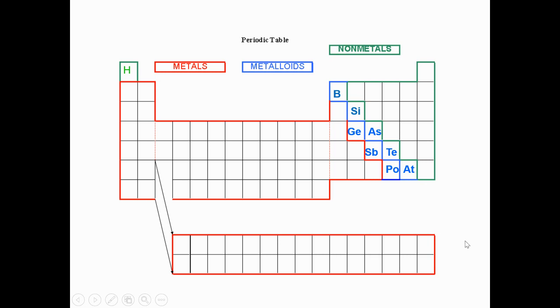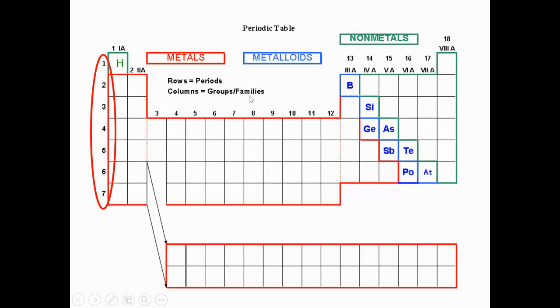Now, as I flip through these slides, nothing will go away. I'm just adding more with each additional slide. The rows are called periods, and columns are called groups and families. The periods are numbered 1 through 7, period 1, period 2, period 3, etc. Please number your periods.